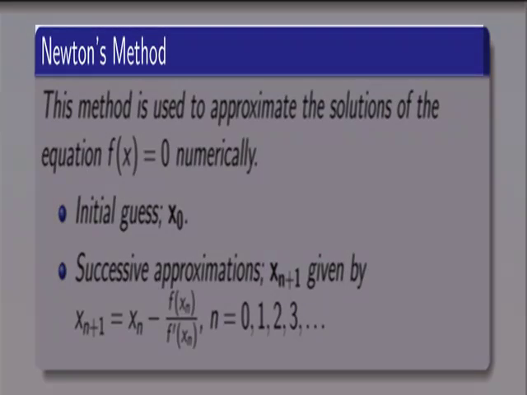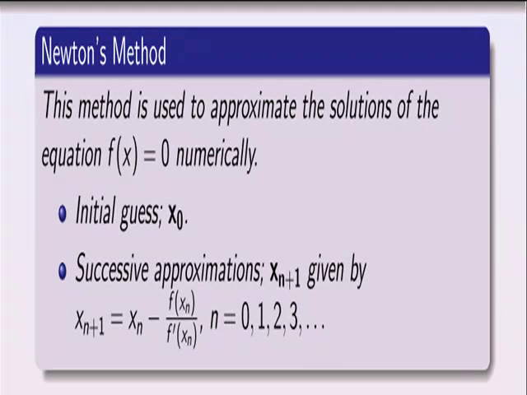This video is talking about Newton's method. This method is used to approximate the solution of the equation f of x equals 0 numerically. Now, how are we going to start with this method? First, we are going to start with an initial guess, x0, which is going to be our approximation for the real zero of your function f of x.